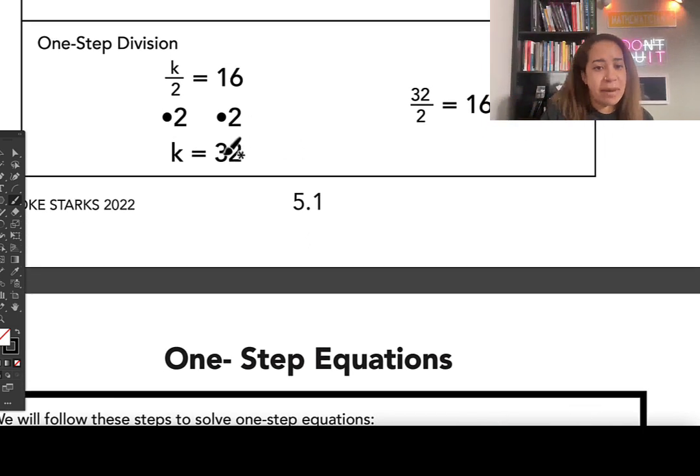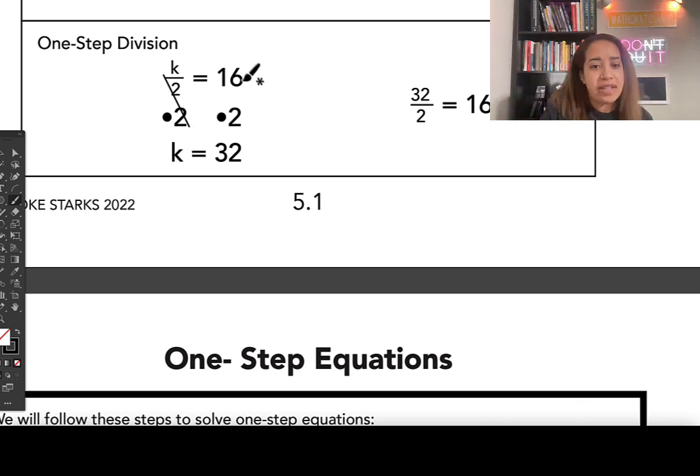Here's one last example of division. We see something that looks like a fraction, so we know that that means division. The opposite of division is multiplication, so we're doing the opposite operation to both sides. Instead of dividing by 2, I am going to multiply times 2 on the left and on the right. That makes our 2's cancel so that we do get k by itself on the left.